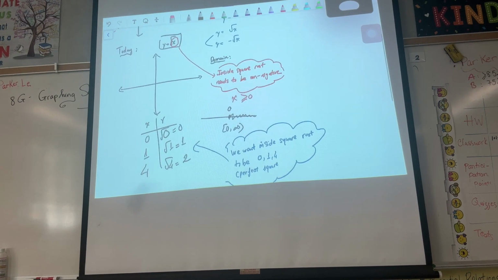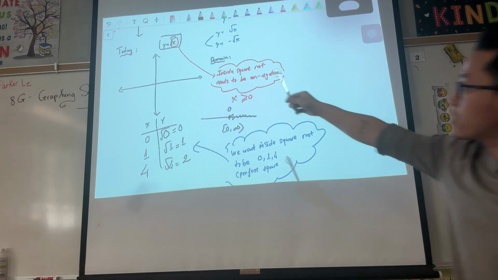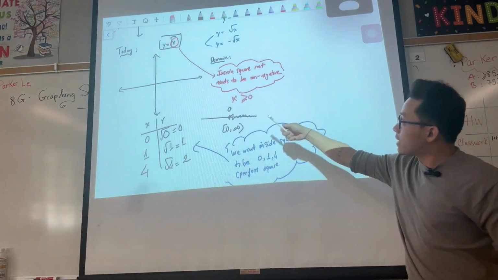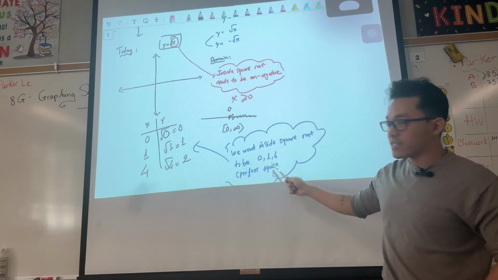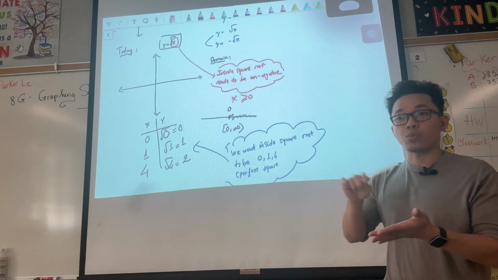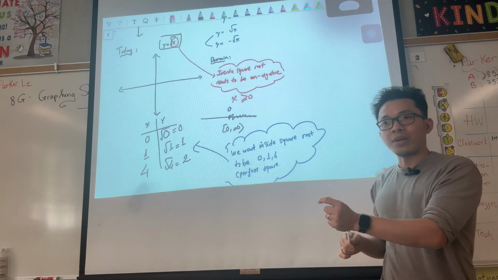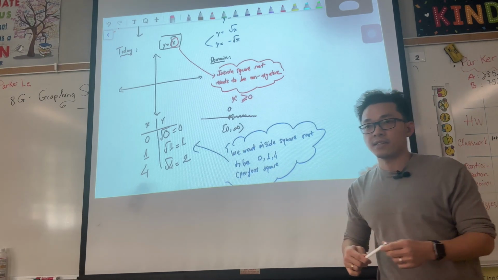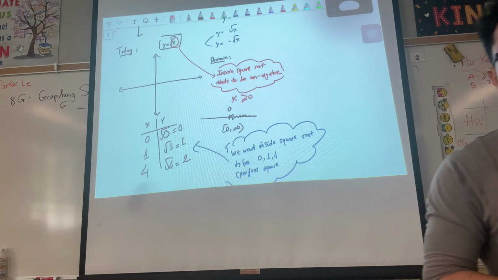Oh, square root, because the function is square root. So you need the number inside the square root to be 0, 1, and 4, because after you take the square root, the square root of 0 is 0, easier. Square root of 1 is 1. Square root of 4 is 2, easier. Yeah? Make sense?